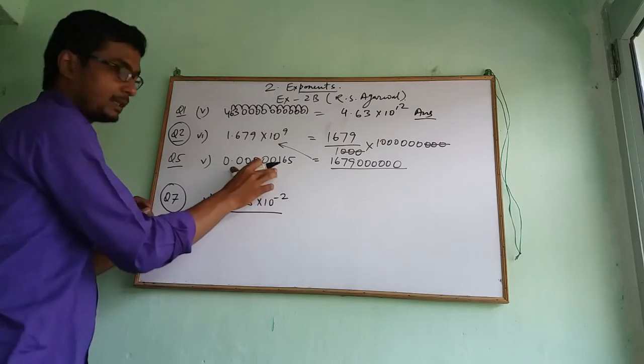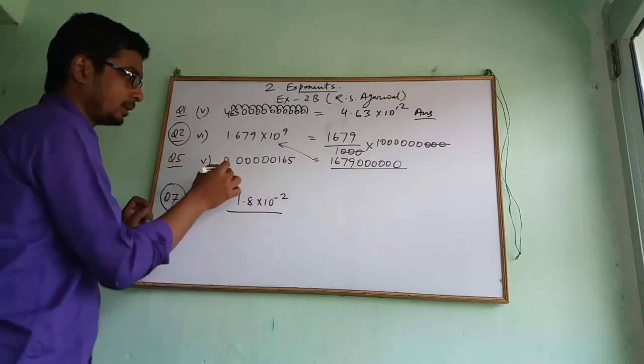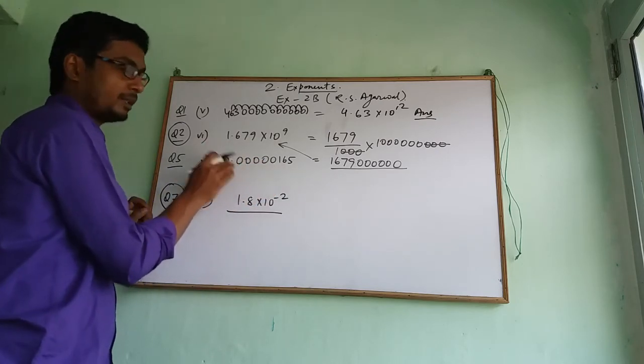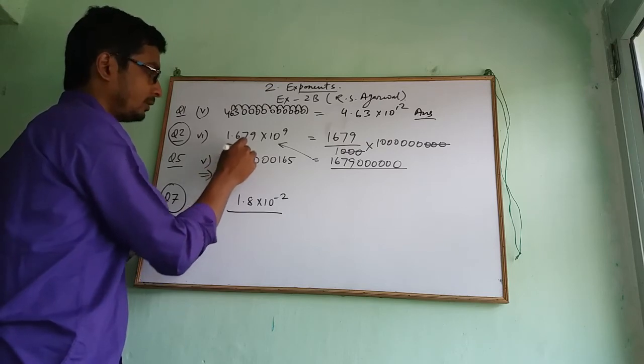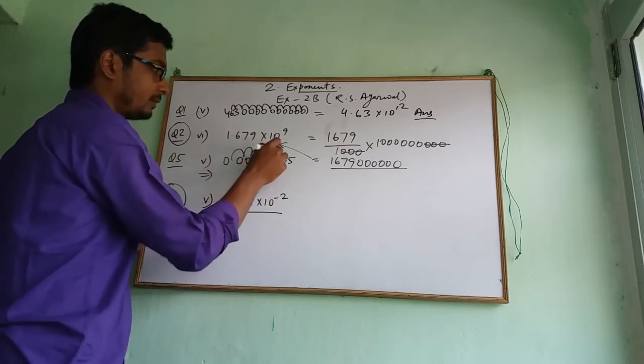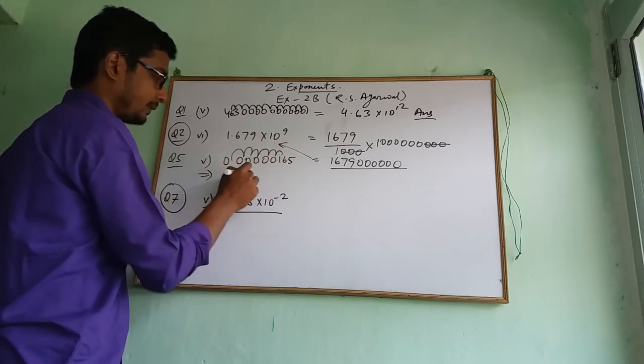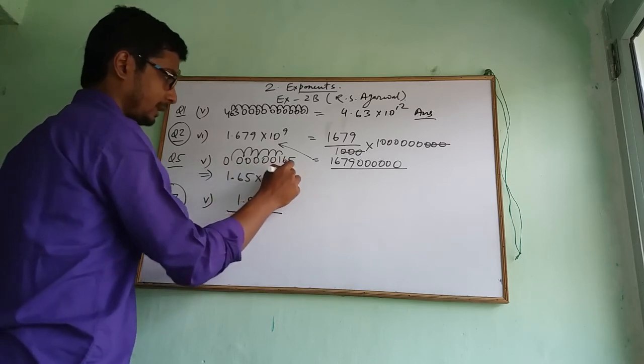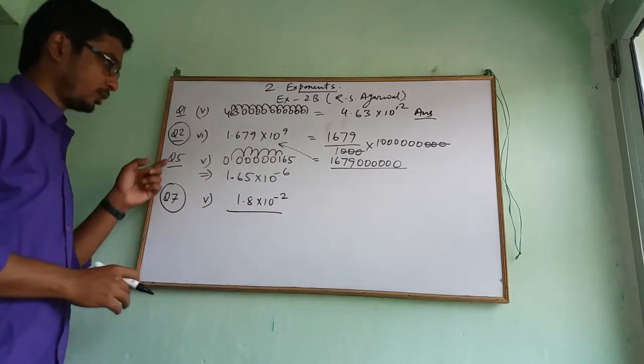Now I have to convert this question into standard form. So I am shifting my decimal to the right. So 1, 2, 3, 4, 5, 6. So 1.65 into 10 to the power minus 6. So the answer of question number 5 is this.